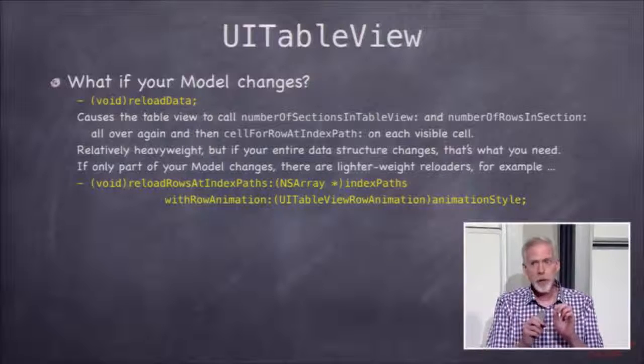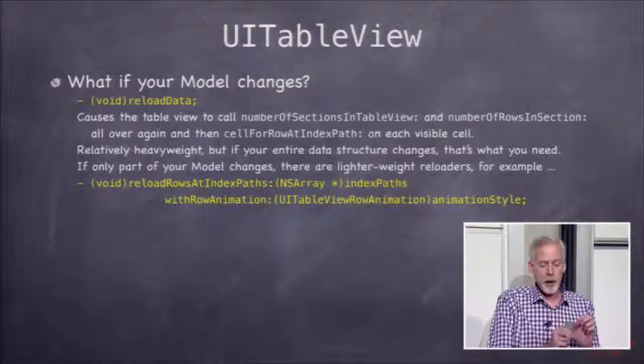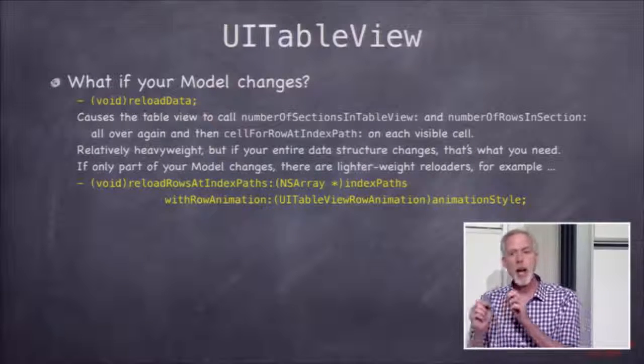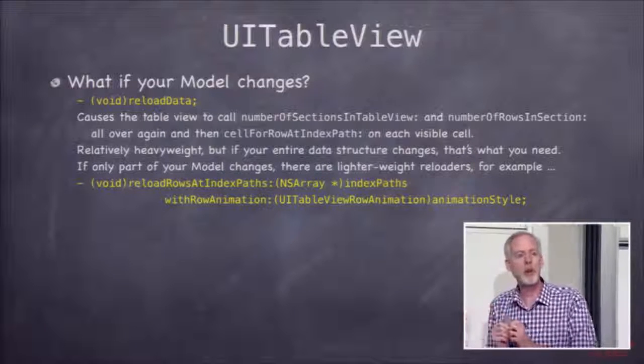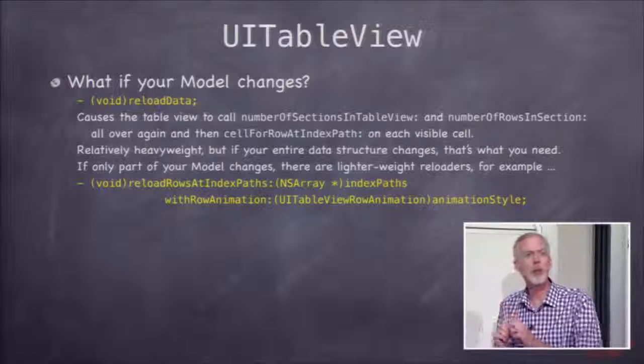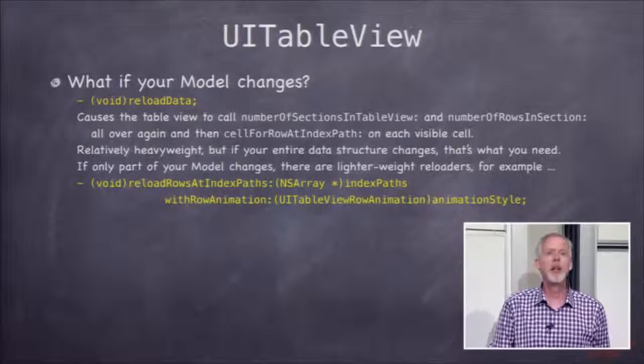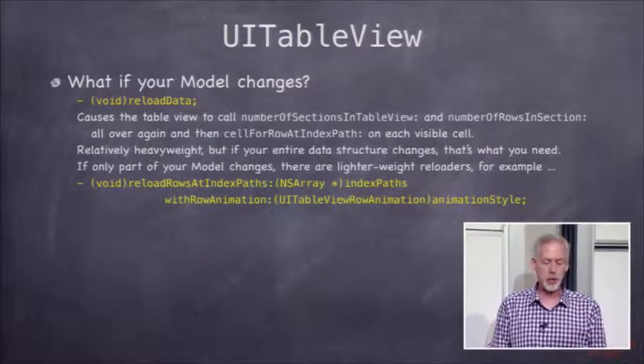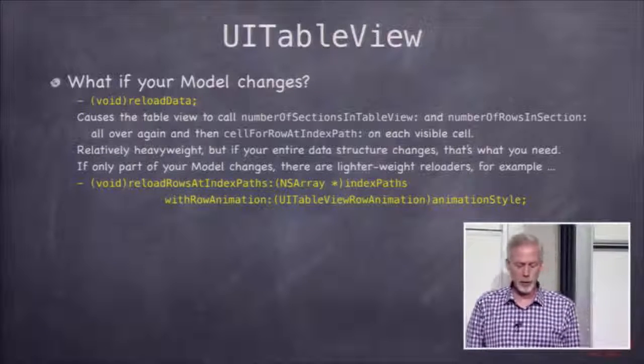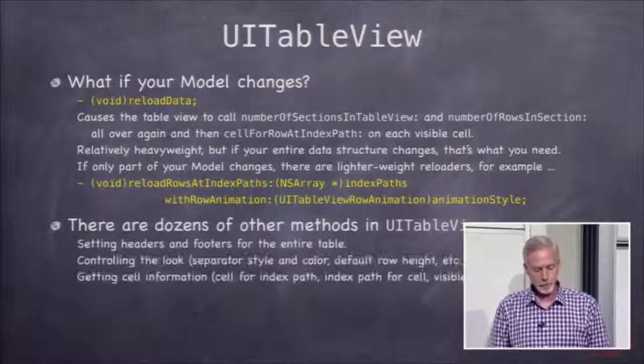If you know the changes in your model, you can be more finely tuned. You can call methods like reloadRowsAtIndexPaths and only change those rows. So it's kind of more fine-tuned reloading of your UI when your model changes, if you know what changed. Okay, and there's some other methods too. So familiarize yourself with UITableView. You'll find out the kind of things you can do.